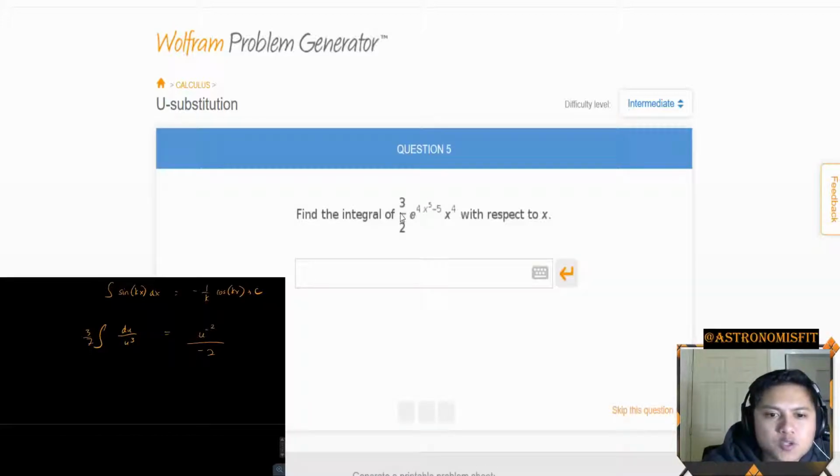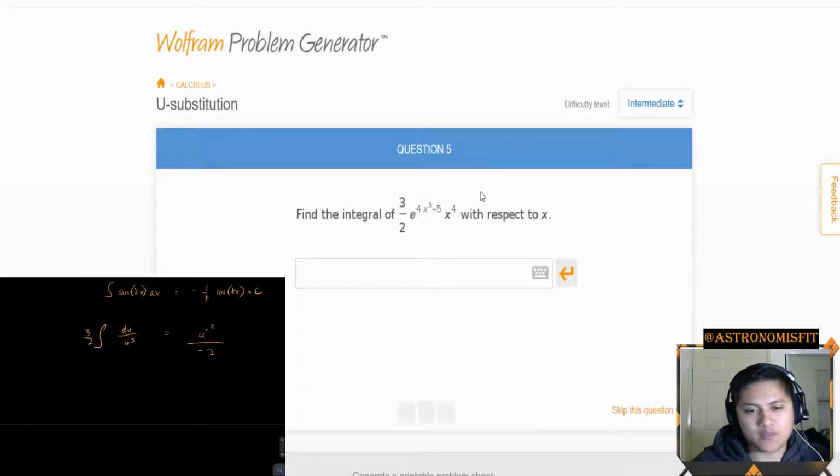Awesome. Next intermediate one: 3 halves e to the (4x to the 5th minus 5), x to the 4th, with respect to x. Well, we have a 4x to the 5th minus 5 in this exponential here. We should let our u equal this entire expression. And that means our du will be 20x to the 4th dx. Okay, so we have a 3 halves. Let's push that outside. And we should have a 20x to the 4th, so we should divide by 20 on that side. So we should have 3 over 40, I believe. 3 over 40. And now the integral becomes essentially e to the u.